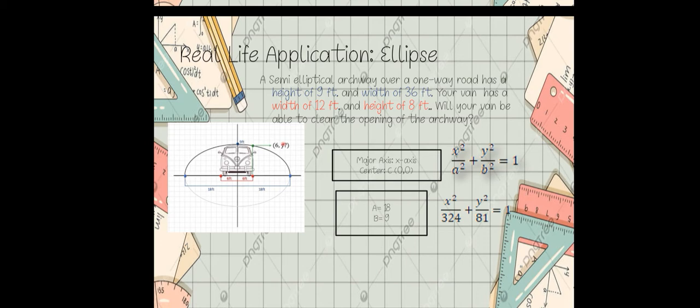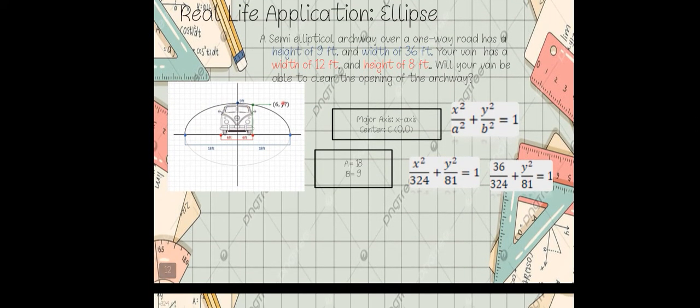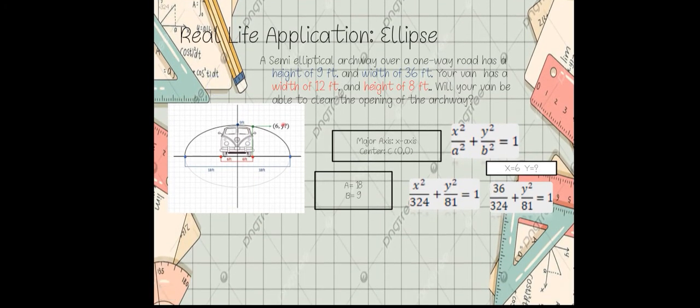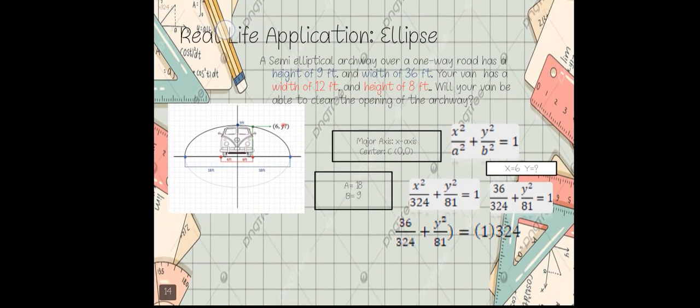And what we're trying to find is the y value. So 6 units away from the center, our x here is going to be 6. So x is equal to 6, or 6 squared, which is equal to 36. And then what we're trying to find is the y value. Once we have all the given values plugged in, we can begin solving.